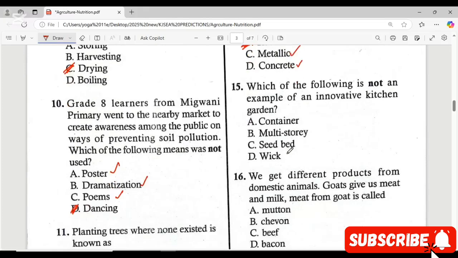Which one of the following is not an example of an innovative kitchen garden? Which one of the following is not? So you need to read the question, the one which is asked which one is not, so that you don't confuse the multiple choices.